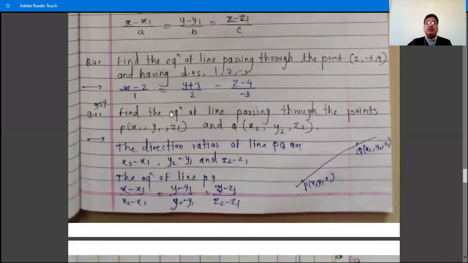So this is called the two-point form. Find the equation of the line passing through the two points P(x1, y1, z1) and Q(x2, y2, z2). That is, we know two points on the line, and if we know two points on the line, we can write the direction ratios of that line.